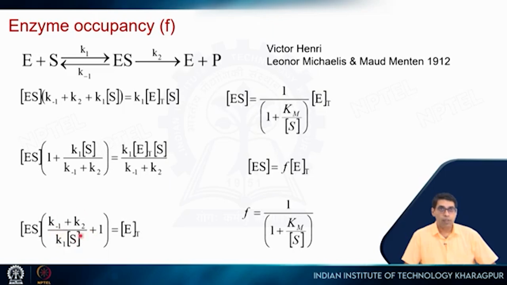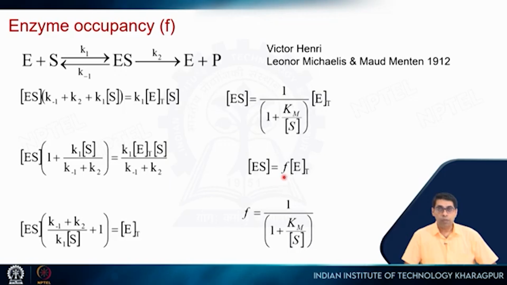Now we can divide this whole thing on this side, so E total by this. Now you will remember that K minus 1 plus K2 by K1, these three together we have clubbed into one single constant called the Michaelis constant, which is Km. So this becomes 1 plus Km by S, which is shown here, right? So what we have is the enzyme substrate complex equal to some constant multiplied by the total enzyme concentration. So we can put this as F, where F equals this. This is what we define as enzyme occupancy.